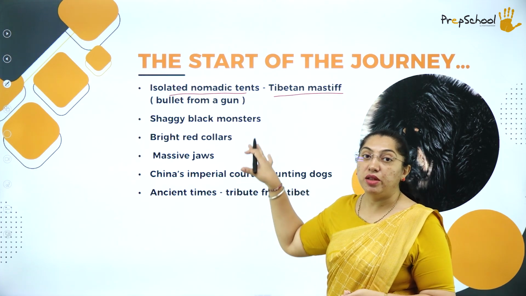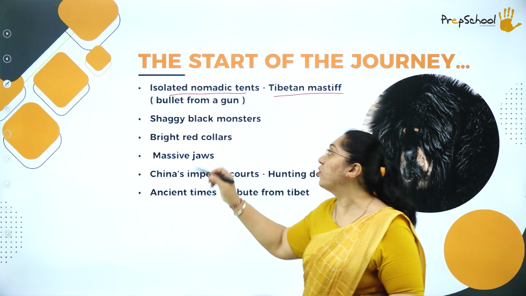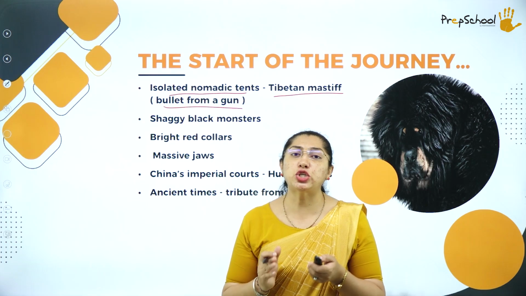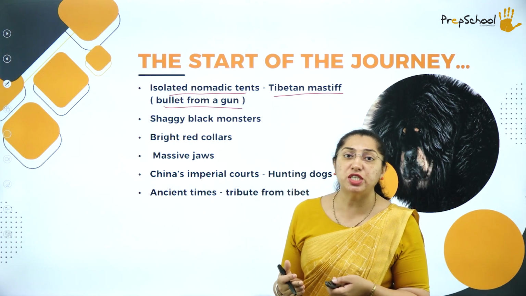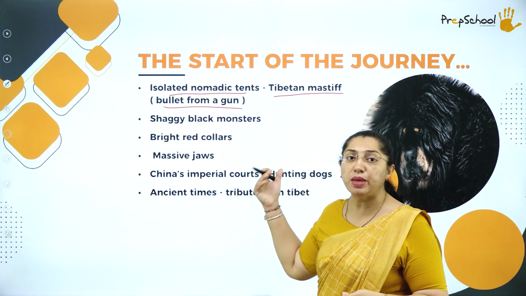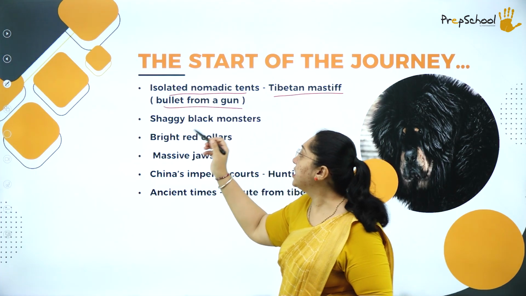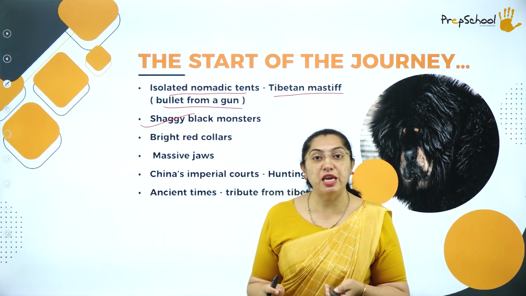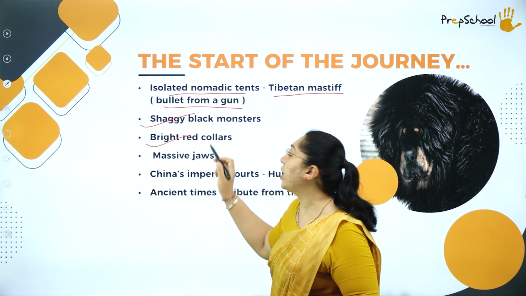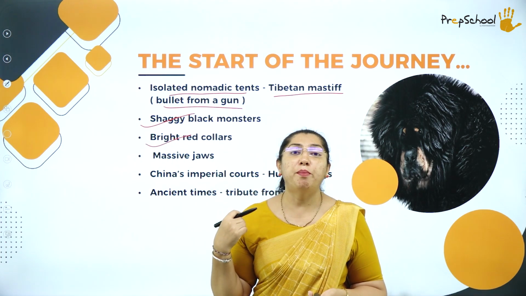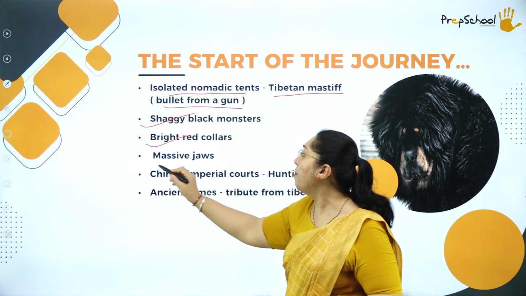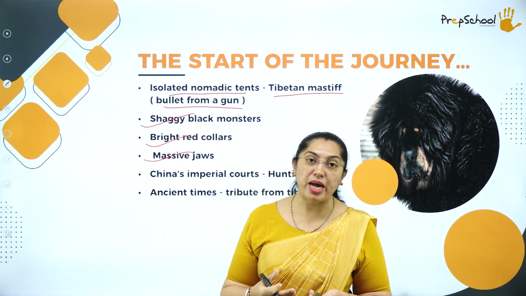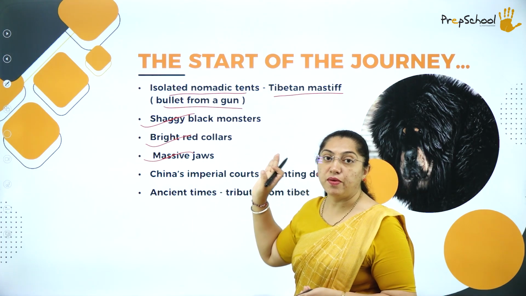The way it looks, when the car or the people travel there, it would be like a bullet from a gun, as if it was shooting. As I told, it looks very ferocious. The narrator, the author, describes the Mastiff dog. He says that it is a shaggy black monster. You can see it is black in color. It is a shaggy black monster along with bright red collars around its neck and massive jaws. If it opens its mouth, everyone would be scared. Such massive jaws this Mastiff dog had.